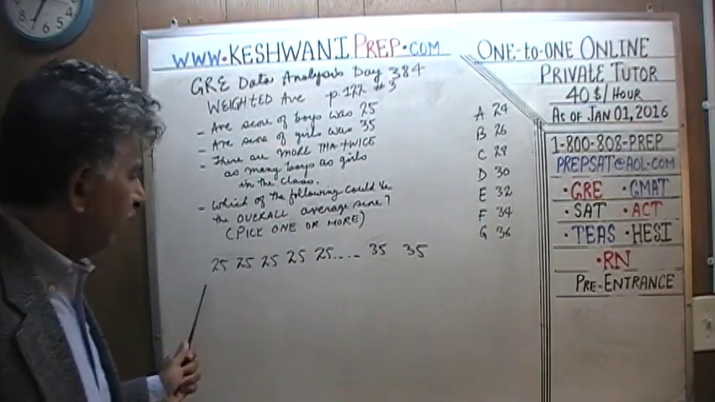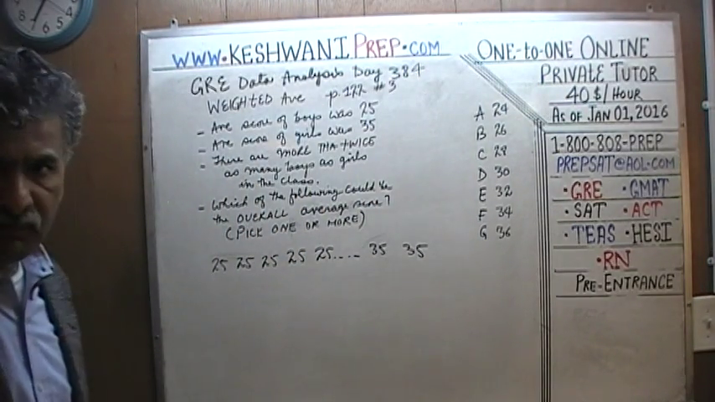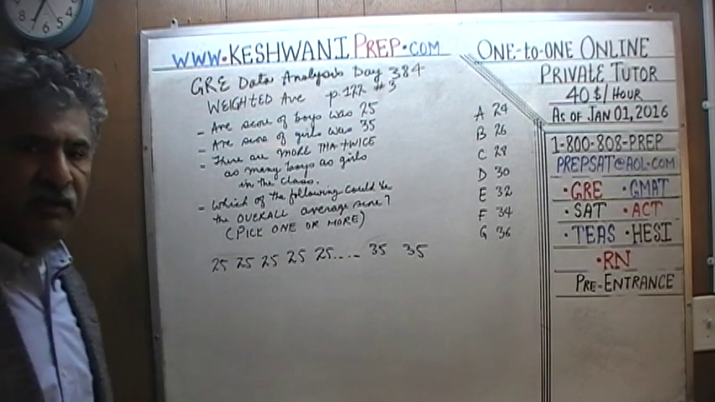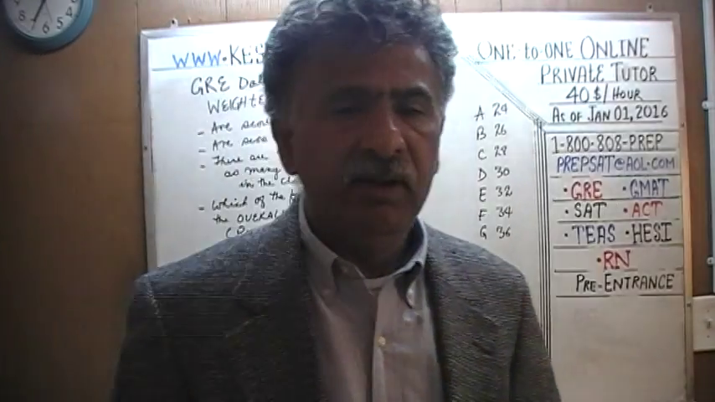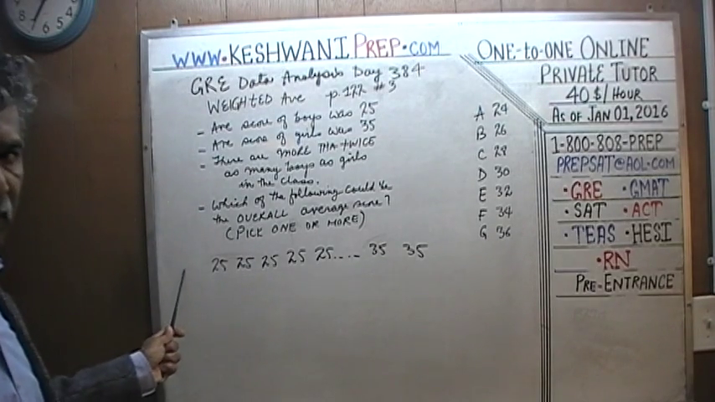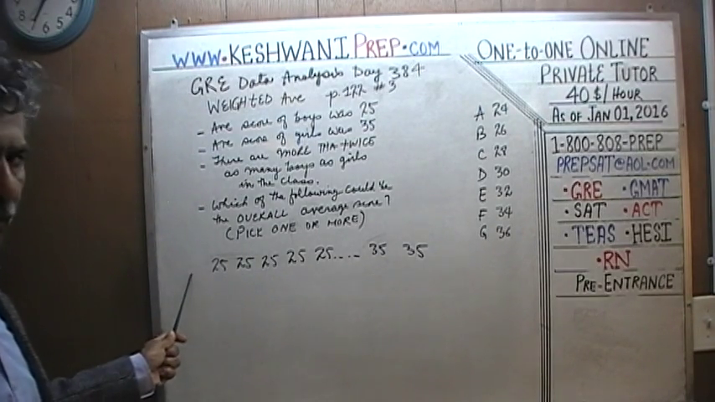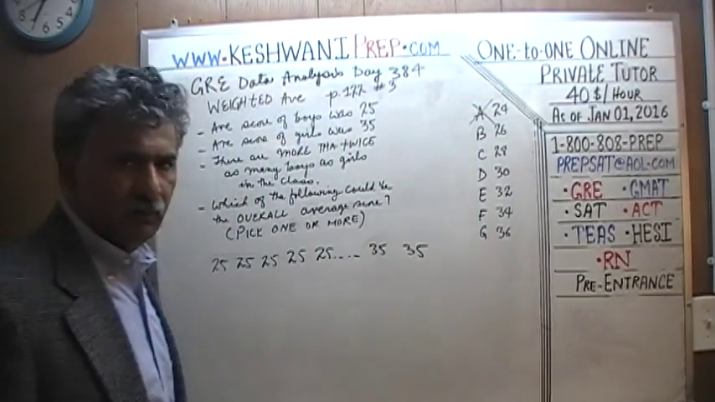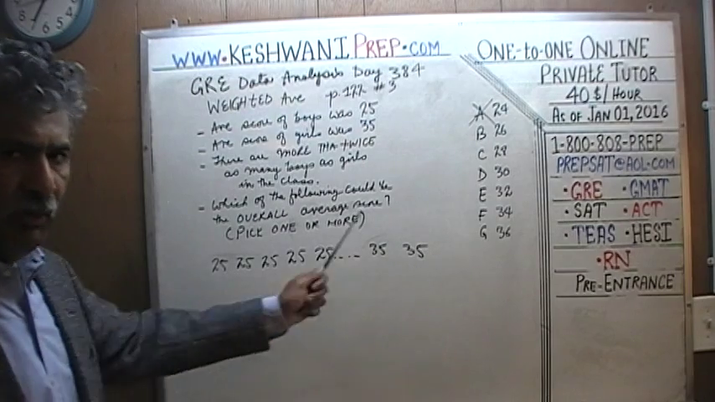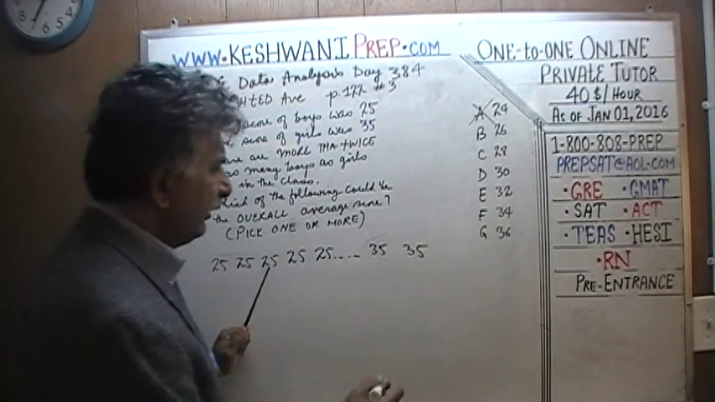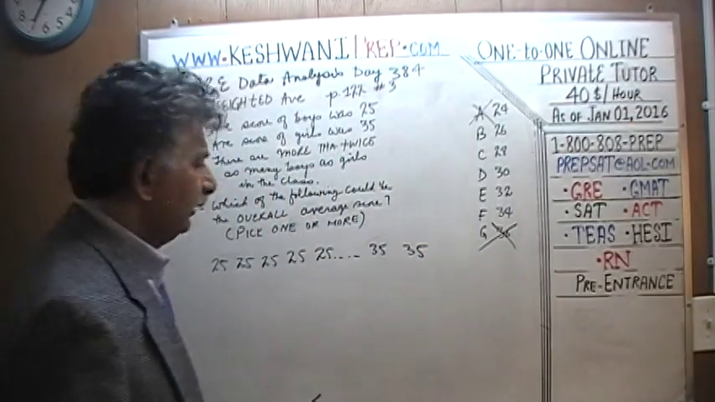We can clearly see in this scenario, the average cannot be lower than 25. The average also cannot be higher than 35. It is impossible if the average score of the boys is 25 and the average score of the girls is 35. The overall average cannot possibly be below 25. It is impossible for the overall average score to be below 25. 24 makes no sense. Similarly, our average score cannot be above 35. It's impossible. So that's the starting point.